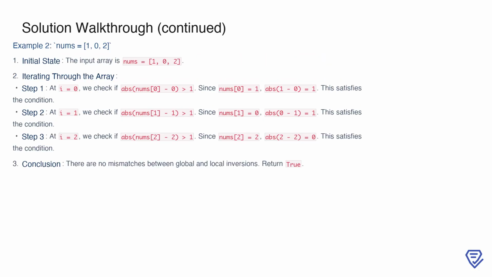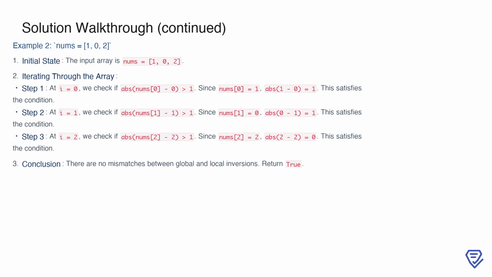Let's consider another example with the array nums equals [1, 0, 2]. First, we check the condition for each element. At index i equals 0, the value is nums[0] equals 1. The absolute difference abs(nums[0] - 0) is 1, which satisfies the condition. At index i equals 1, the value is nums[1] equals 0. The absolute difference abs(nums[1] - 1) is also 1, so the condition holds here as well.